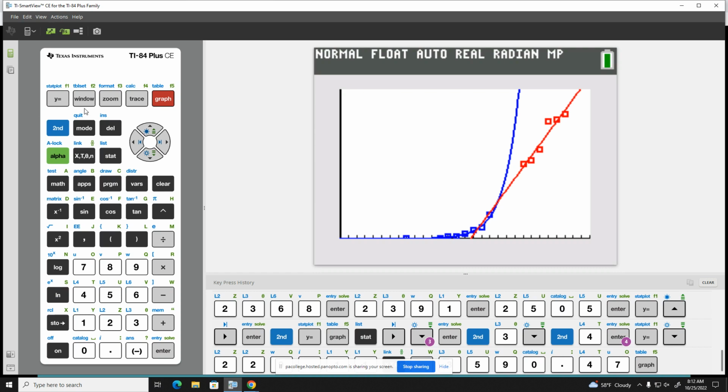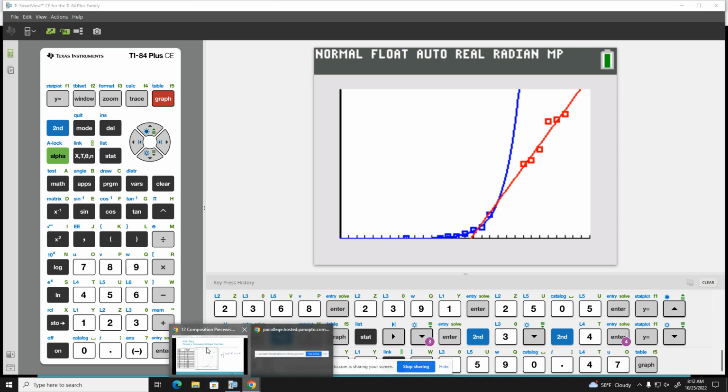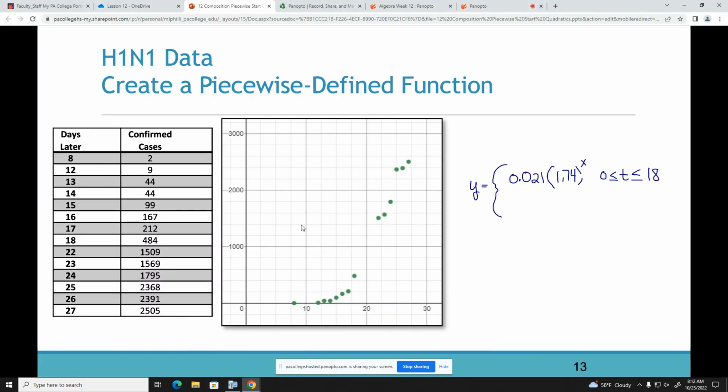So I'm going to go to my PowerPoint slide here, and I'm going to add to this that second equation that we got. So we have our second equation, which is 229.11x minus 3590.47. And I'm going to choose to use that starting day 19. And that was good through our data set, which went up to day 27. And so this is my piecewise defined function.